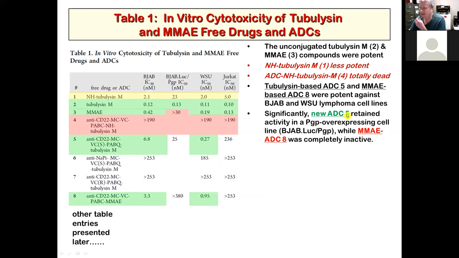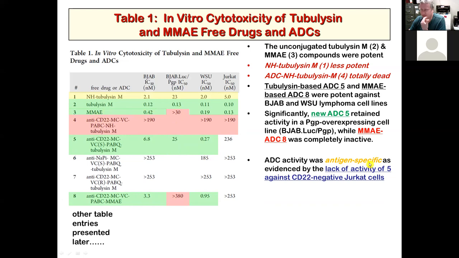Significantly, ADC5 retained activity against the PGP overexpressing cell line. So this is a special cell line that has a lot of PGP in it, the drug efflux protein, while MMAE1 was totally inactive. That's what they wanted to see, right? Look at that, 25 nanomolar greater than 380 nanomolar. And that's exactly what you're expecting, because anything with MMAE gets efflux, right? You see it there, you also saw it up here with the unconjugated drug, compound three, right? Okay.